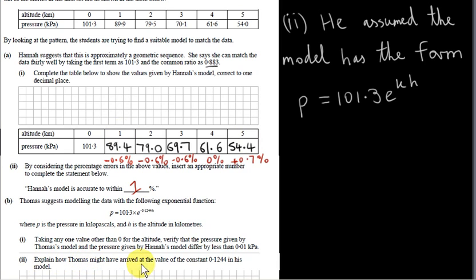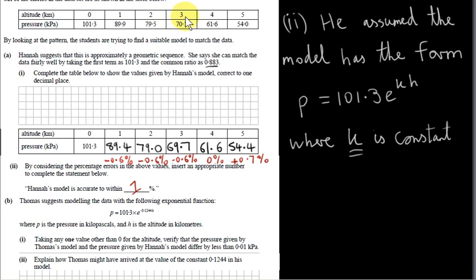Explain how Thomas might have arrived at the value of the constant 0.1244 in his model. Well, he might have assumed that the model has the form of an exponential function. In other words, P as a function of h is P equals 101.3 e to the power of kh, where k is a constant to be determined. And he determined the constant k by looking at the measured values.